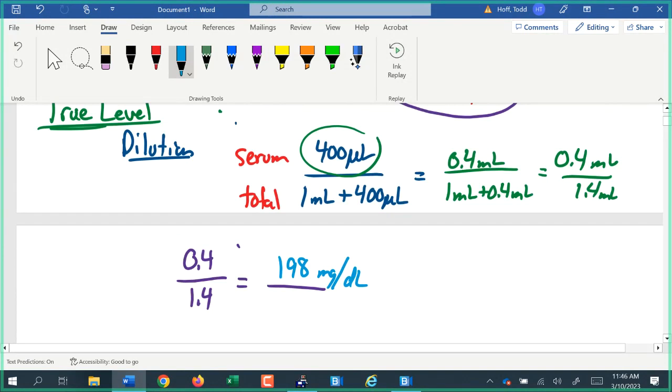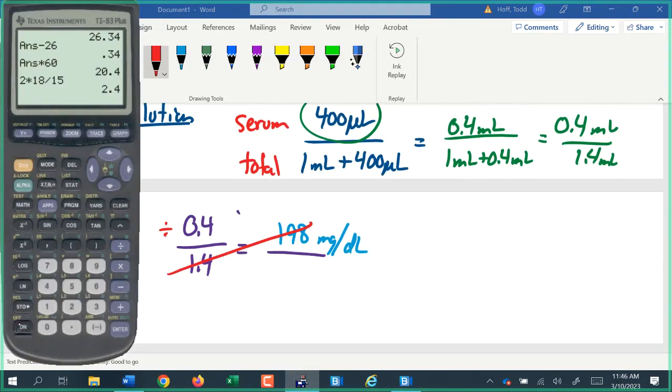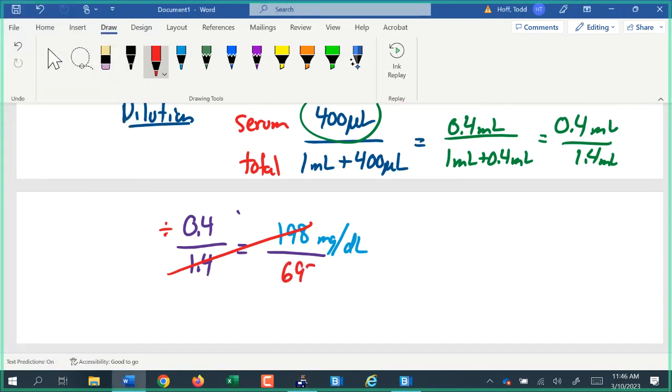So 198 milligrams per deciliter. And we cross multiply and divide. So 1.4 times 198 divided by 0.4. Giving us 693 milligrams per deciliter. So that is the true level in the blood of that patient.